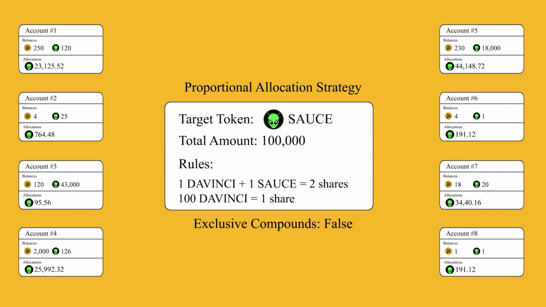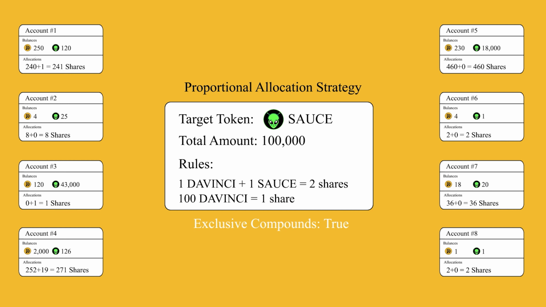Once all the shares are calculated for all filtered accounts, our service divides the total amount proportionally based on the shares each account holds. Like the direct equation strategy, there's an exclusive compound option, which ensures that balances used in a compound rule aren't counted again in the next rules, preventing double counting in complex rules. This strategy is useful when you don't know the supply of the source tokens but have a fixed amount of the target token to distribute.